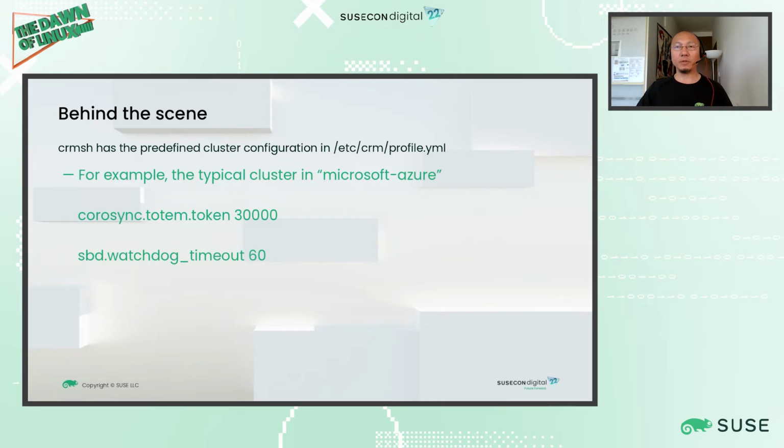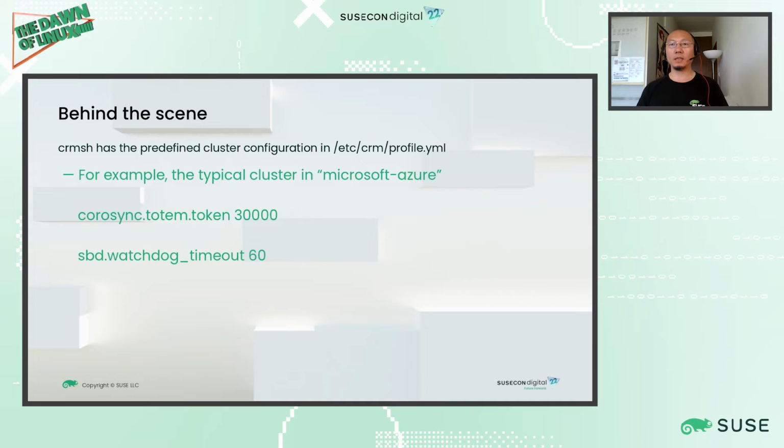And during the bootstrap, crm shell has a predefined cluster configuration in the /etc/crm/profiles YAML files. This predefined configuration lets users deploy the cluster in different situations and different setups, and our bootstrap tool, crm shell, will pick up different parameters based on the predefined profile.